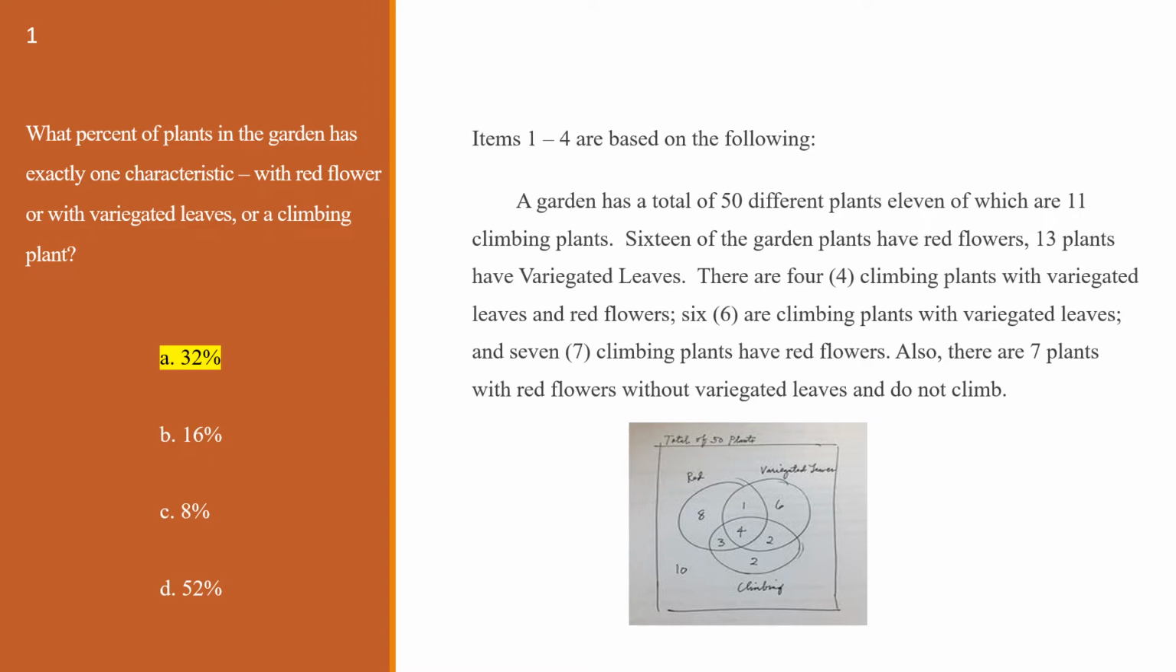So given this, then we can plot out the rest of the values in the circles, and we come up with a total of 40 for the 3 circles. Then we also understand that 10 other plants are outside of these 3 circles. So for the question of what percent of plants in the garden has exactly one characteristic, that is, it's either with a red flower or with variegated leaves or is a climbing plant. So that would be 8 plus 6 plus 2, which is 16. And because the total is 50, this will correspond to 16 over 50 or 32%.